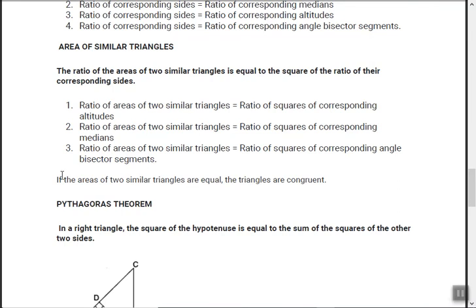Now an important part: if the areas of two similar triangles are equal, then the triangles are congruent. Quite simple. If the areas of two similar triangles are equal, firstly they are similar, means they look alike, and the areas are equal. So definitely they are congruent.